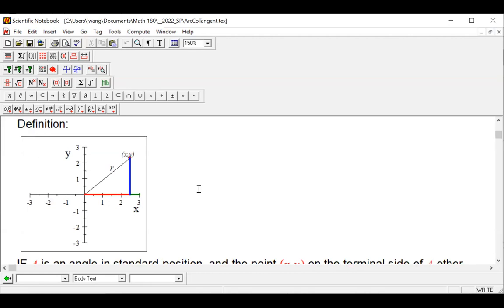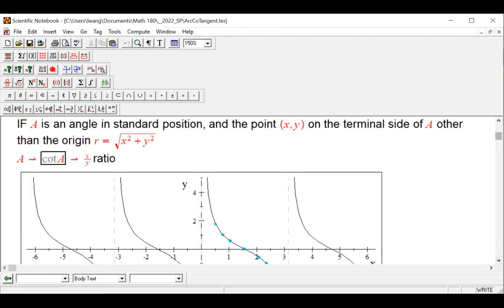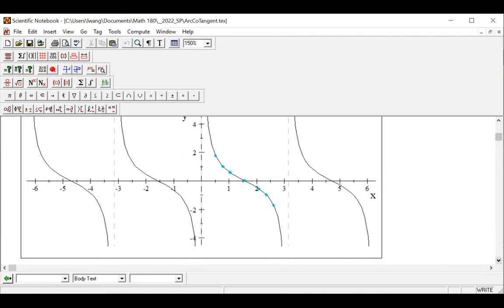Definition. Here we're coping with the cotangent definition, right? For cotangent it's x over y. So the physical presence of x is the horizontal measurement and the vertical presence of the y, which is the blue. So red divided by blue. Red divided by blue will give us the cotangent ratio. And of course, we worked out the graph.